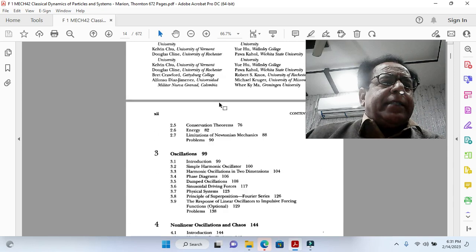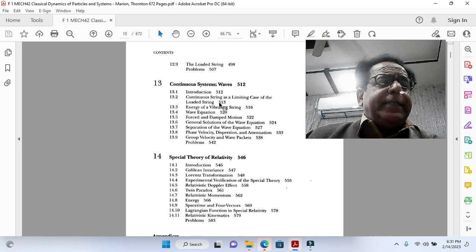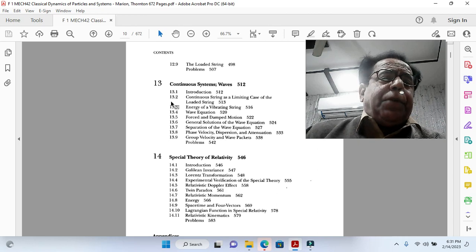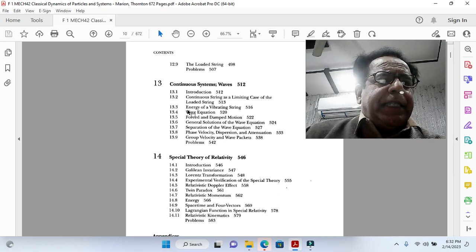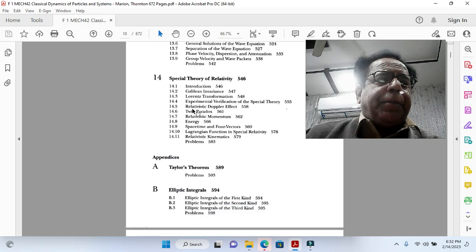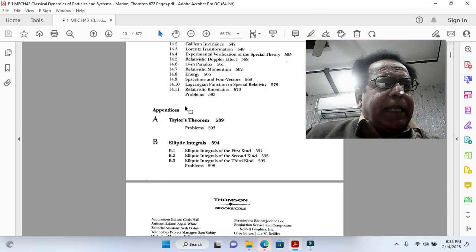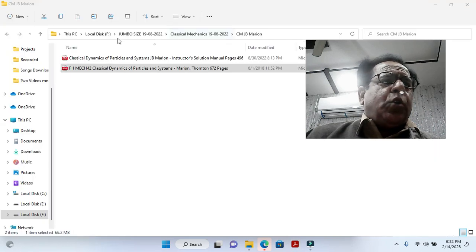Now we come towards chapter number 13. So here is chapter number 13, continuous systems waves, at page number 512. Then last chapter, that is chapter number 14, under title special theory of relativity, at page number 546. And then appendix begins from page number 589. And this is the last chapter, chapter number 14. Okay, I think it is enough. Now we move to next book.